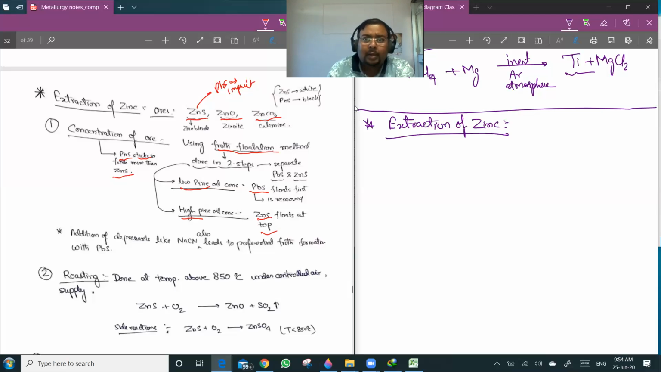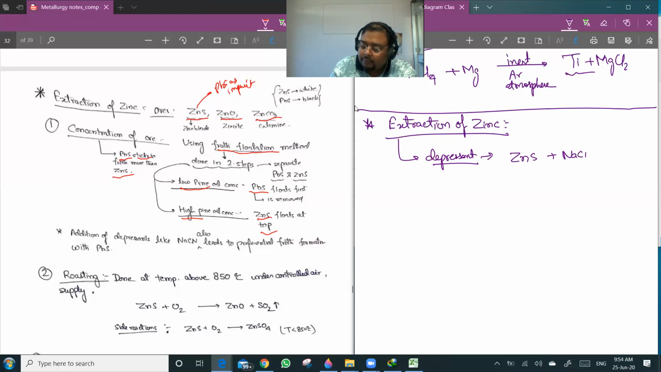To make this process more efficient, we use what we call a suppressor. We have zinc sulfide and we add NaCN. We have already discussed this. We will get [Zn(CN)4]2-, which is a highly soluble complex, with Na+.